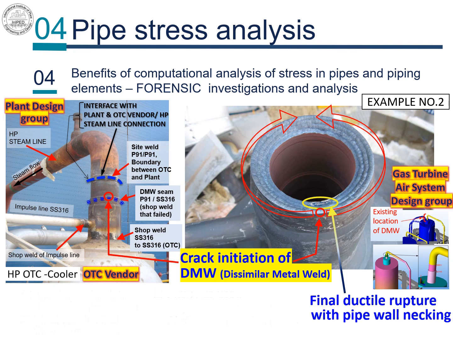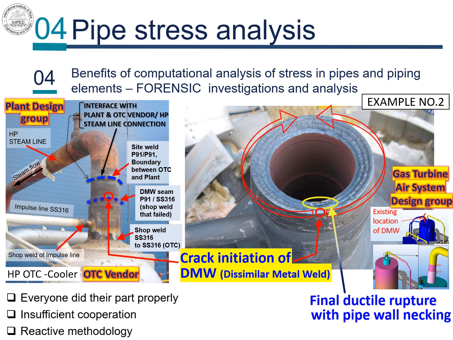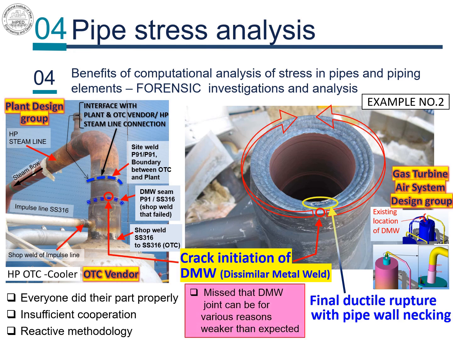It was found that regardless of the fact that everyone did their part properly, there was little cooperation in the reactive design methodology, which everyone has followed, and that they all missed out on a very important fact. Which is, that dissimilar metal weld, when it cannot be avoided in joining piping systems, creates a somewhat peculiar situation, where design for various reasons may result in producing joints weaker than expected, and create a situation where failure due to fatigue may occur much sooner than expected.